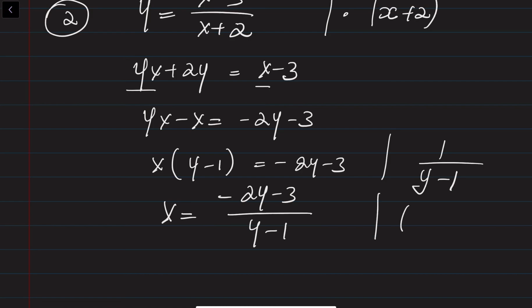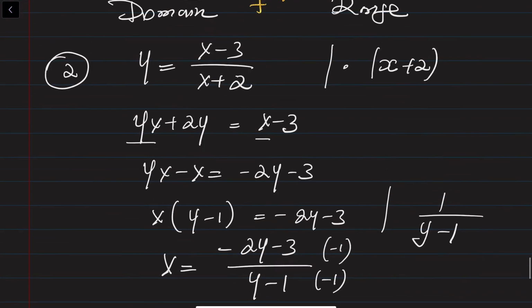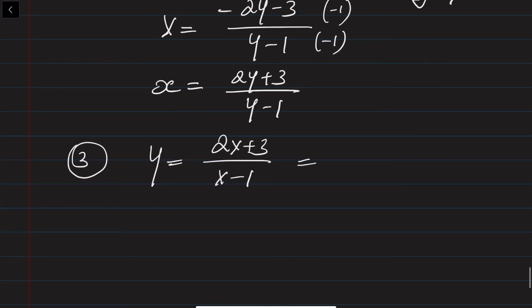You can just multiply both of these ratios by minus 1 over minus 1. If you do this, what you get here is x is equal to 2y plus 3 divided by y minus 1. So in step number 3, you need to just rename x as y and y as x. So it's going to be y is equal to 2x plus 3 divided by x minus 1. So this is the inverse of our original function, right?